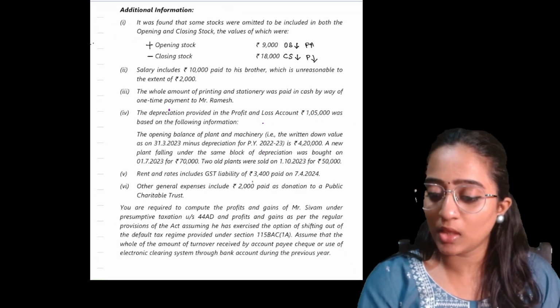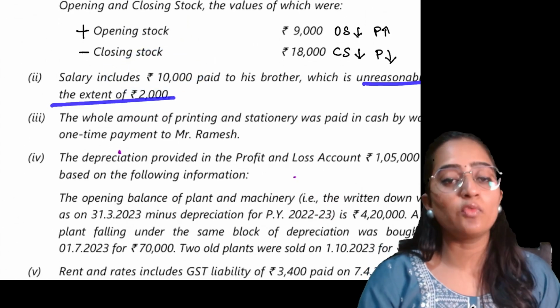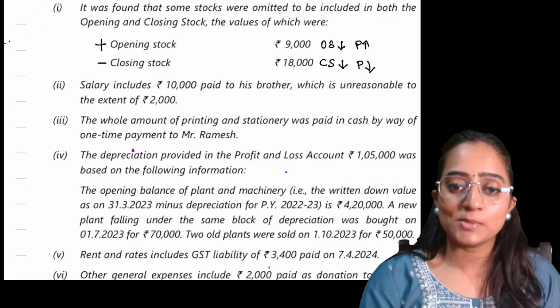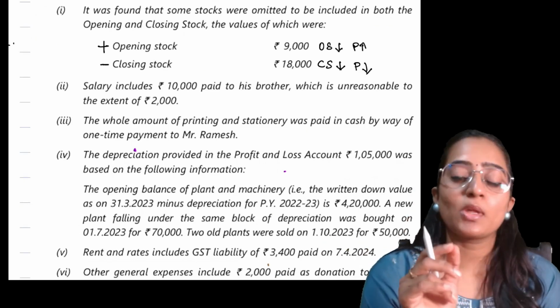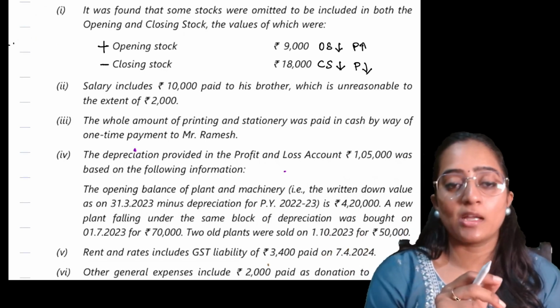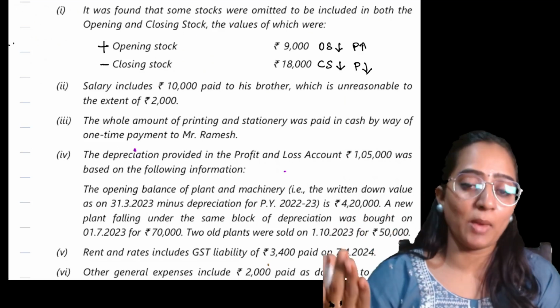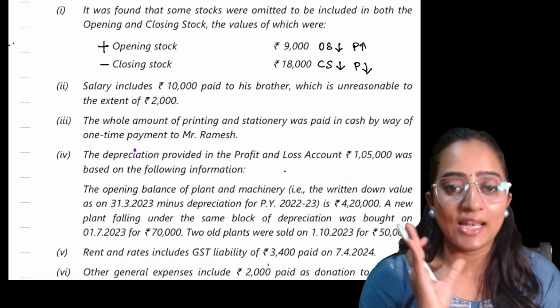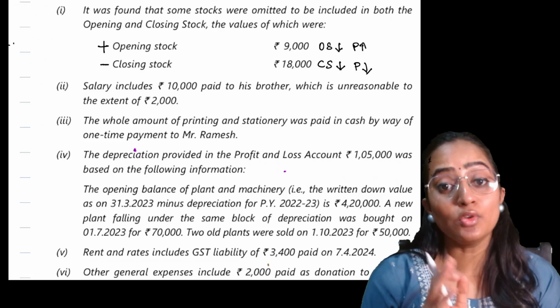Salary includes 10,000 paid to his brother, which is unreasonable to the extent of 2,000. All of us know, as per section 40A(2), a payment made to a related party, to the extent it is unreasonable, that is in excess of fair market value, we are going to disallow it. Everyone making sense? We are going to do what? We are going to disallow it.